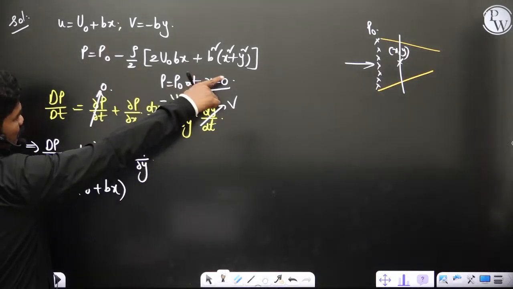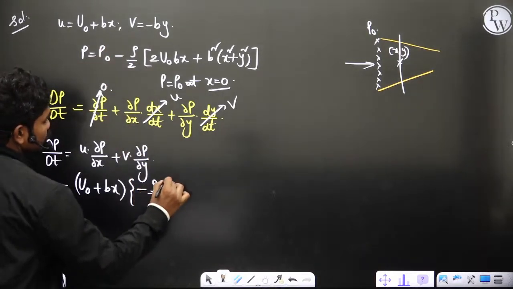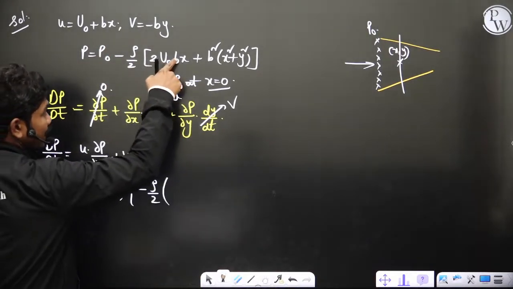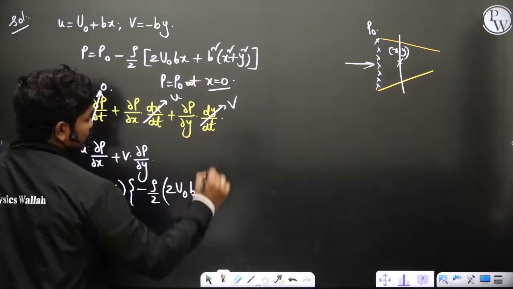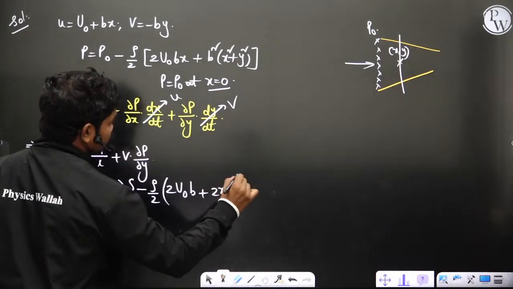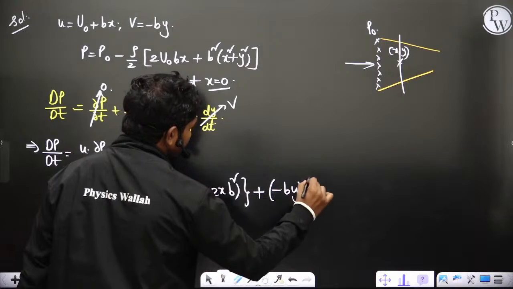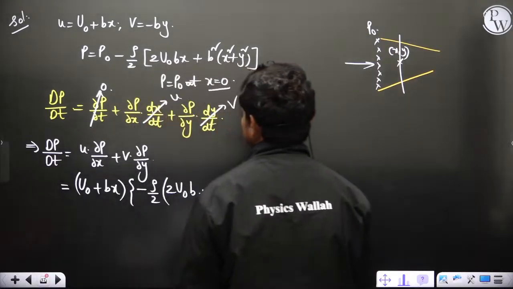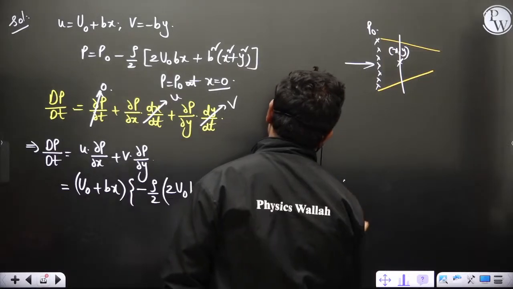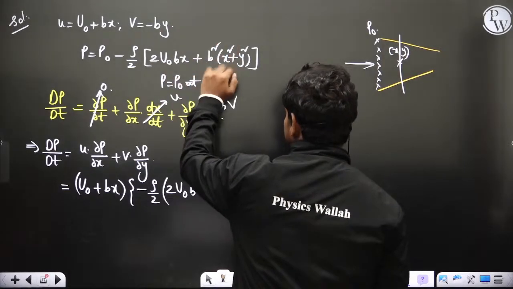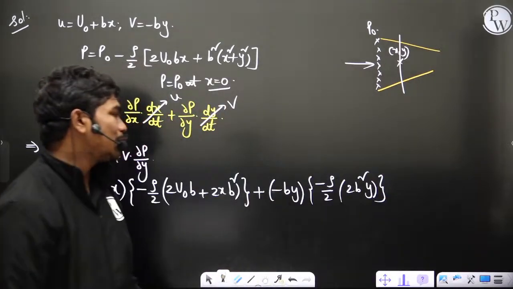If you differentiate this with respect to x, let us see what you will have. Minus, because p0 is constant, that gets eliminated, minus rho by 2 times, if you differentiate this with respect to x partially, we have 2 u0 b plus 2x b square. Then the y component of velocity, which is minus by, times dou p by dou y. If you differentiate this with respect to y, the first term is 0, b square x square is 0, and b square y square gives 2b square y. So this is 2b square y.